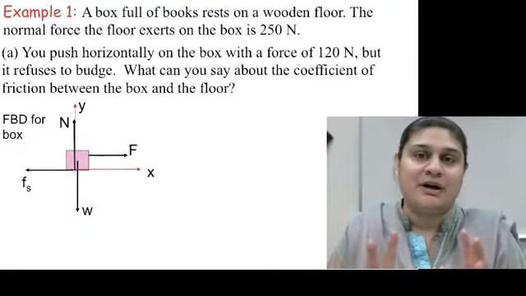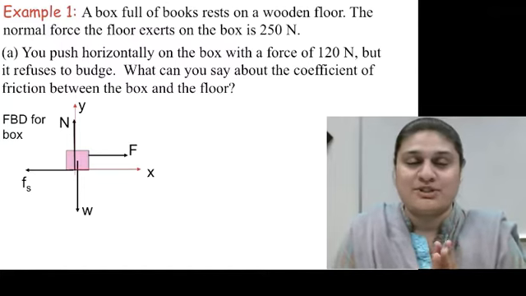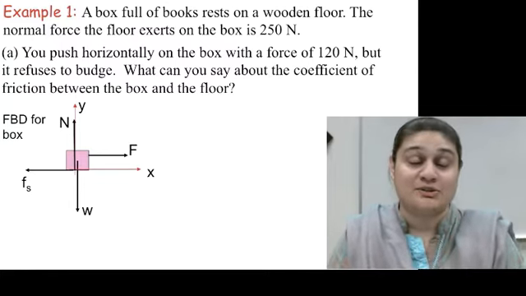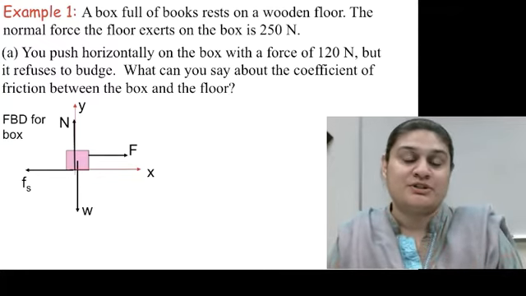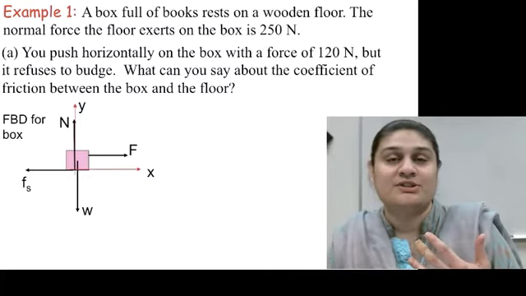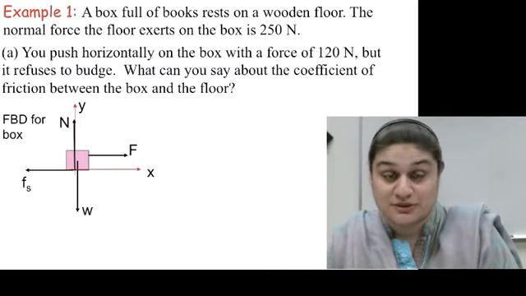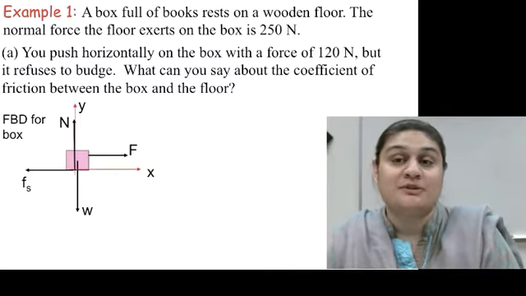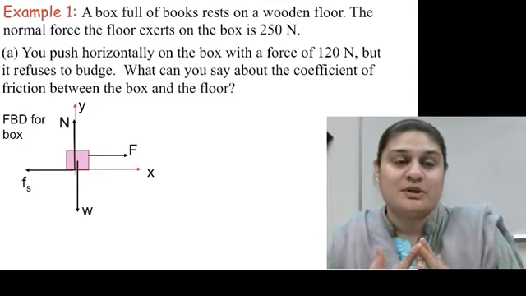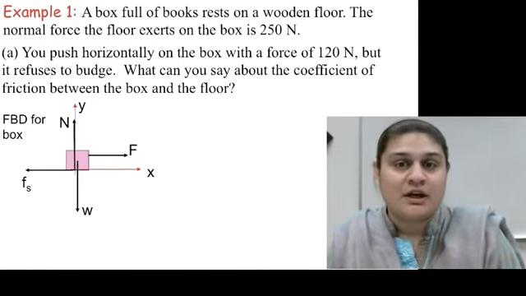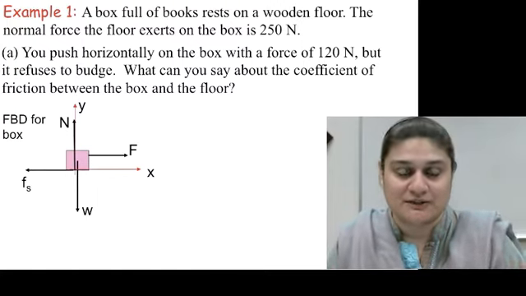Okay, now let's combine the two contact forces that we've talked about and come up with how to solve this problem. So a box full of books rests on a wooden floor. The normal force that the floor exerts on the box is 250 newtons. You push horizontally on the box with a force of 120 newtons, but it refuses to move. What can you say about the coefficient of friction between the box and the floor? So in order to solve this, we are going to make a free body diagram of your box on the wooden floor with all the respective things that are given to us.